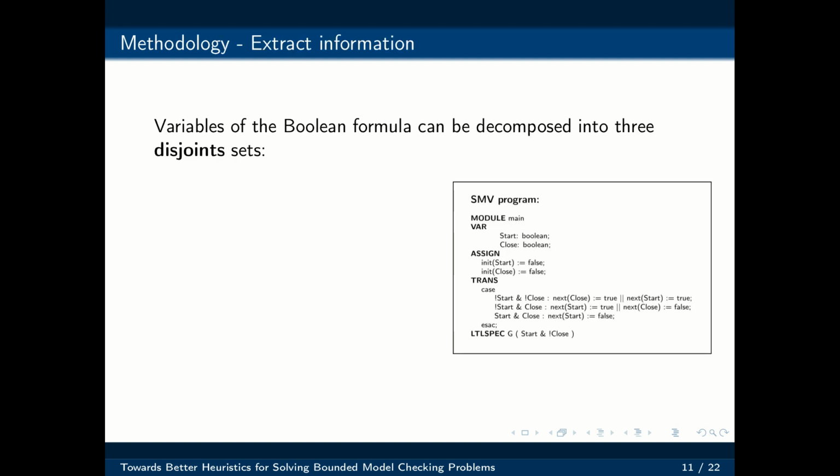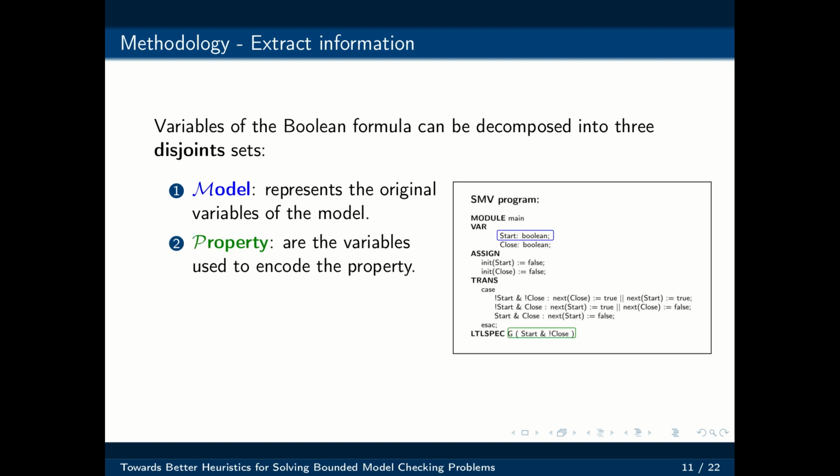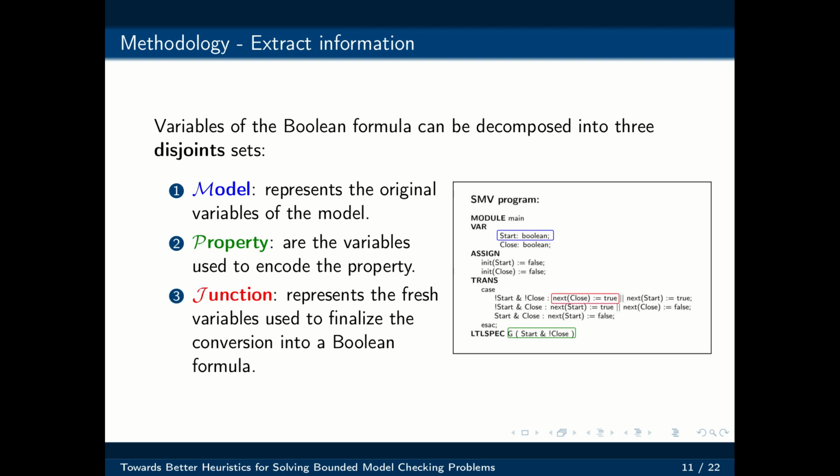So let's put back the previous SMV program. We can divide the variables of the program into three groups: the variables related to the model, the ones related to the property that translate the property, and finally new fresh variables used for conversion. This latter consists in translating the proposition into a Boolean formula. So for example, the expression of setting the variable clause to true. We will call these variables junction variables.